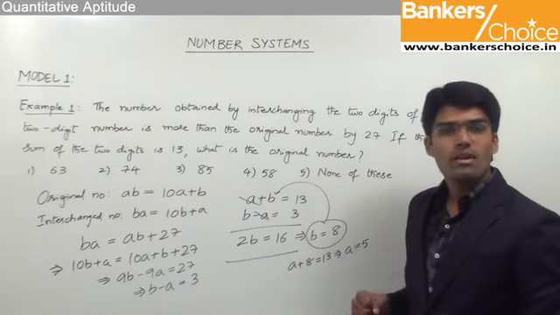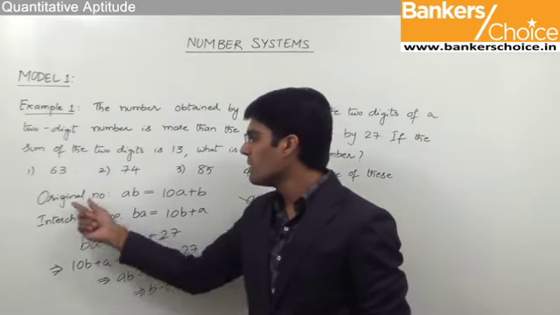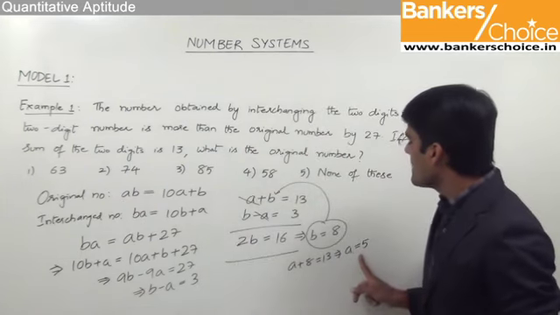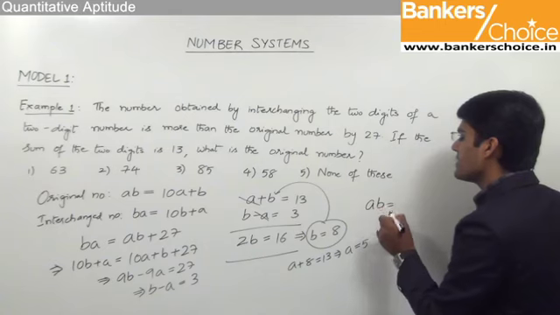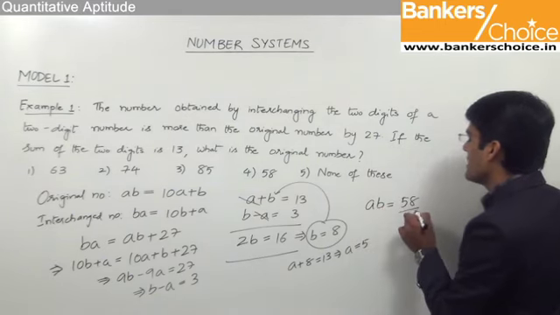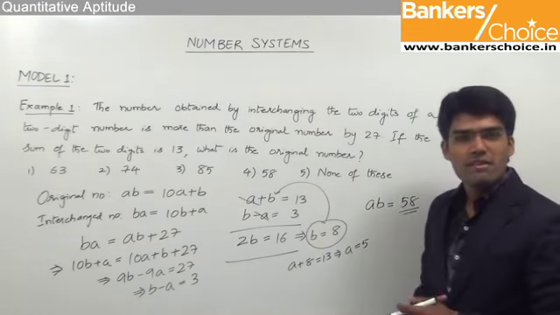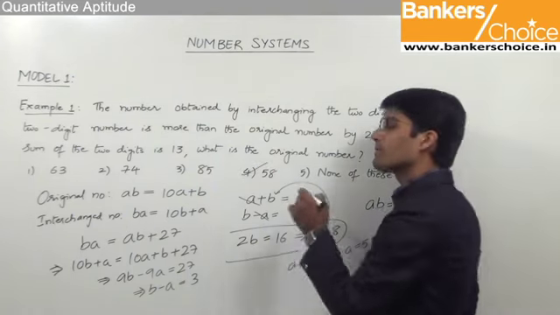The question here is, what is the original number? We know that the original number is AB. So as A is 5 and B is 8, the number AB, that is the original number, should be 58. So option 4, 58, has to be the correct answer.